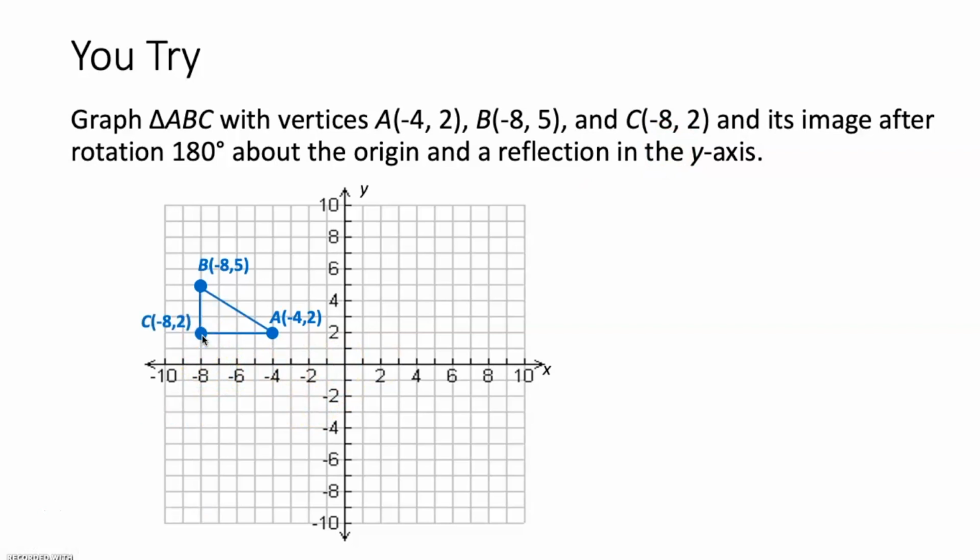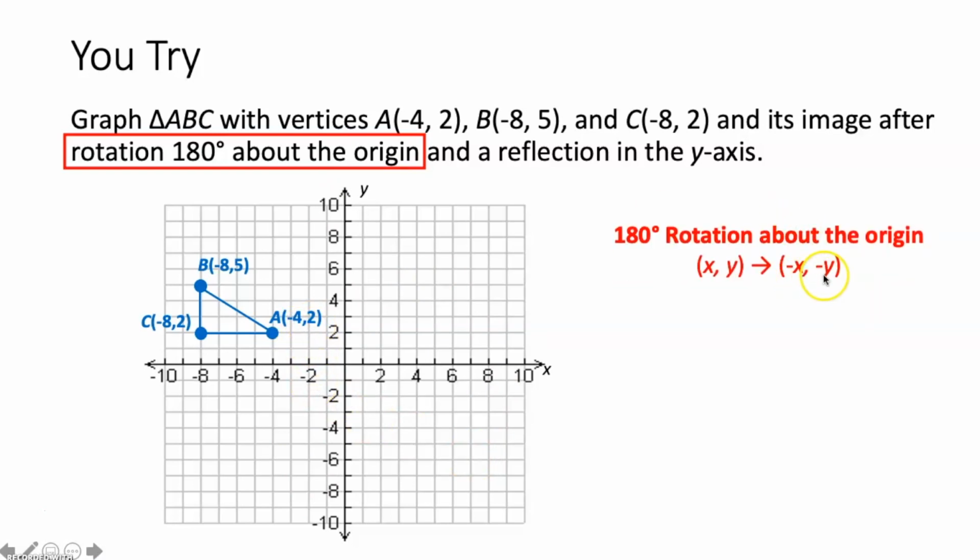There's triangle ABC. Now I need to graph the image of triangle ABC after it's been rotated 180 degrees about the origin. And if you recall, the cheat code for rotating a point 180 degrees about the origin is to change the x and the y coordinate in each ordered pair to the opposite of whatever they are. So if I want to rotate point A 180 degrees about the origin, instead of A being at -4, 2, A prime is going to be at +4, -2.